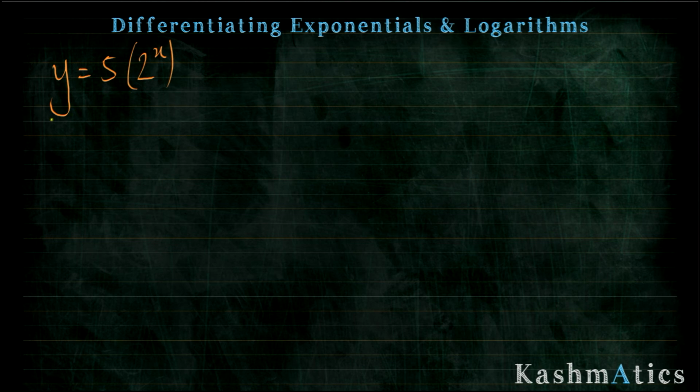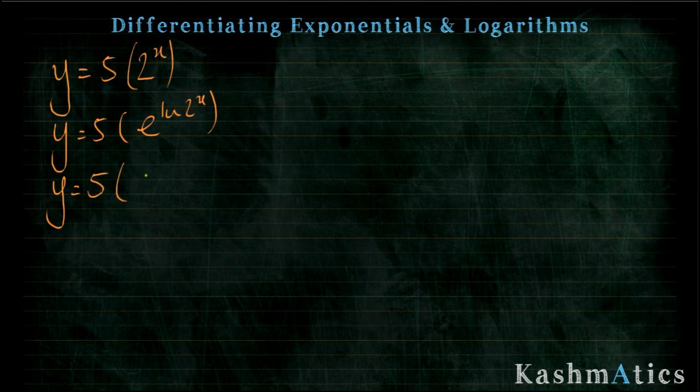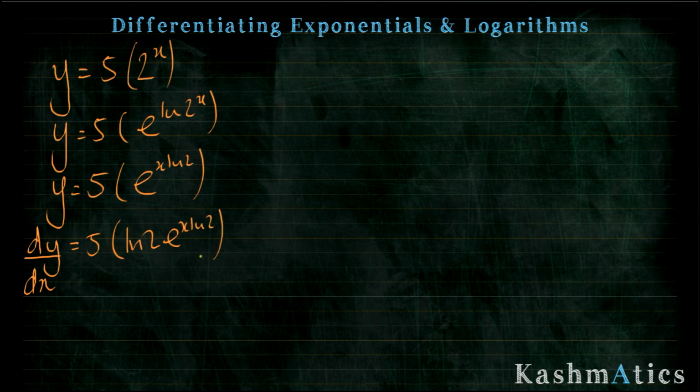So the way I'm going to deal with this is I'm going to say y is equal to 5 multiplied by e to the ln of 2 to the power x. So very similar to what I've done before. The only difference is I've got a 5 in front of it, which isn't going to actually change anything until the end when it's going to be multiplied by 5. So 5 e to the x ln 2. So dy by dx, I'm ready to do that now. It's going to be 5 ln 2 e to the x ln 2.